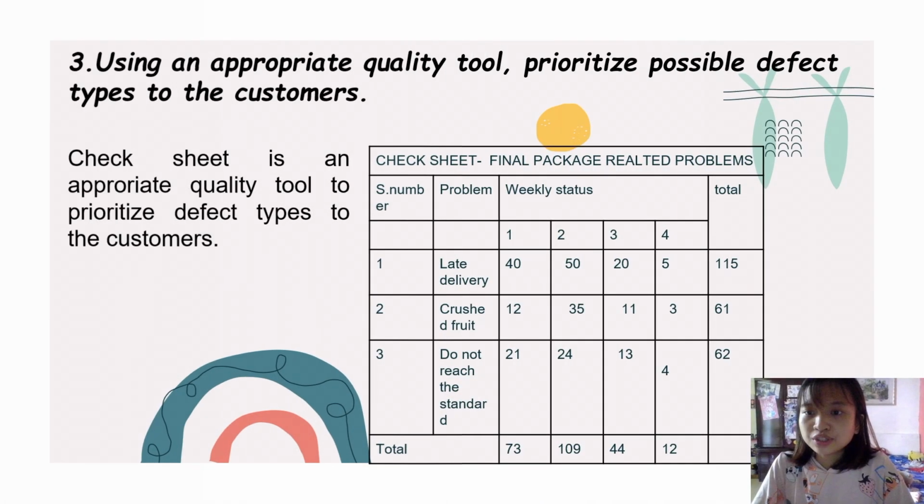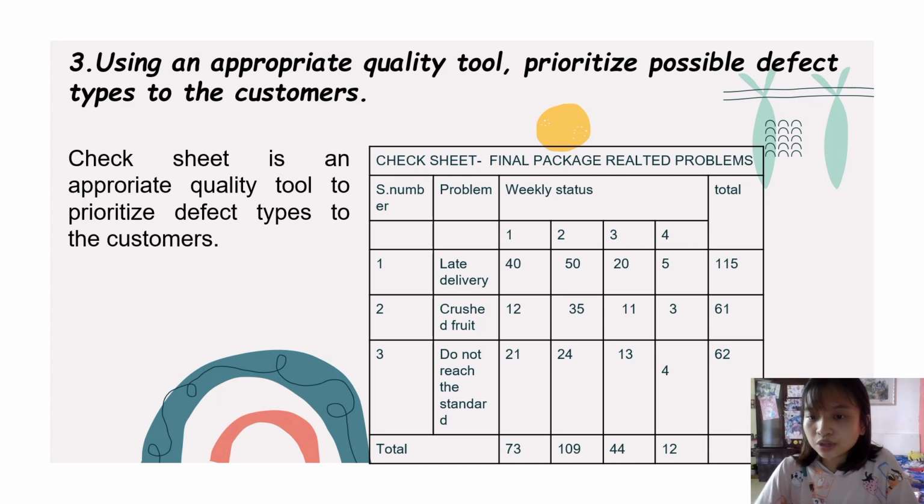We use a check sheet as an appropriate quality tool to prioritize defect types for our customer. Below, for week number 1, late delivery accounts for 40 cases, crushed fruit 12 cases, and fruit not meeting the standard 21. For week number 2, all numbers have risen: late delivery rises to 50, crushed fruit to 35, and not meeting the standard to 24.